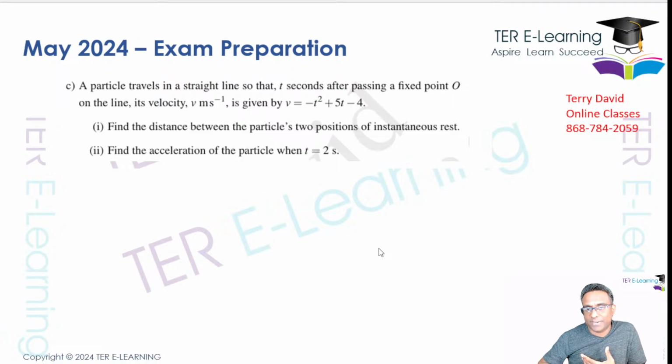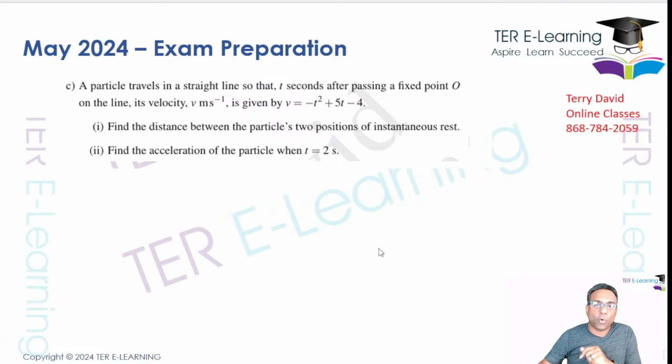So this question here: a particle travels in a straight line so that t seconds after passing a fixed point O, the velocity is given by this formula here. v is equal to minus t squared plus 5t minus 4. And they want us to work out the distance between the particle's two positions of instantaneous rest.